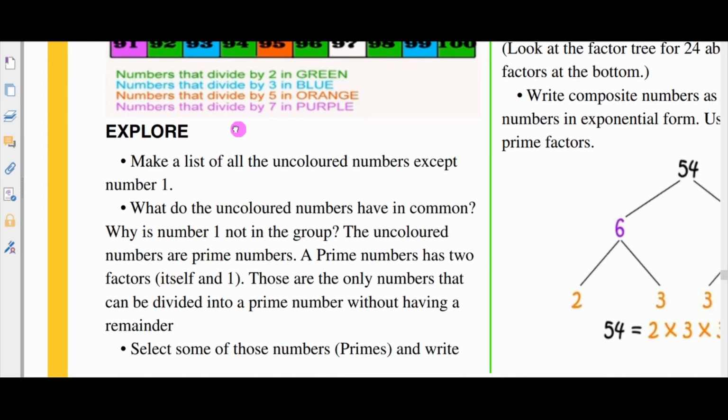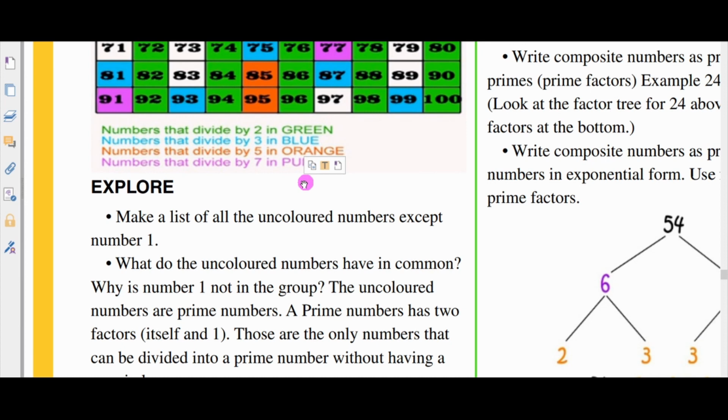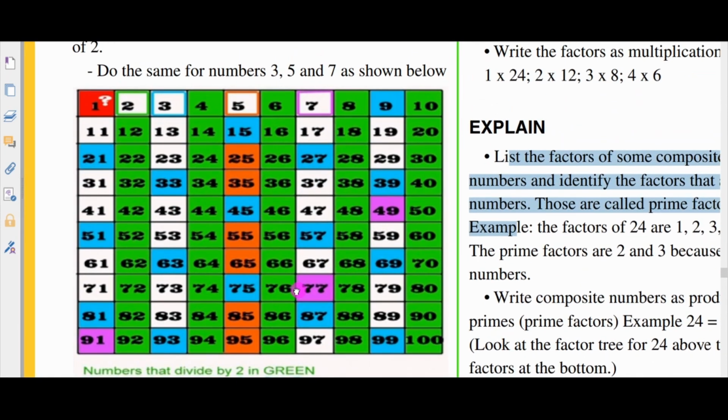Let's explore. It says make a list of all the uncolored numbers except for 1. So 1, they call it the universal factor, so we're not going to include that. Now this is supposed to give us a list of the prime numbers. Now pay attention to this. Just remember this. There are 25 prime numbers between 1 and 100. So at the end of the day, we must get 25.